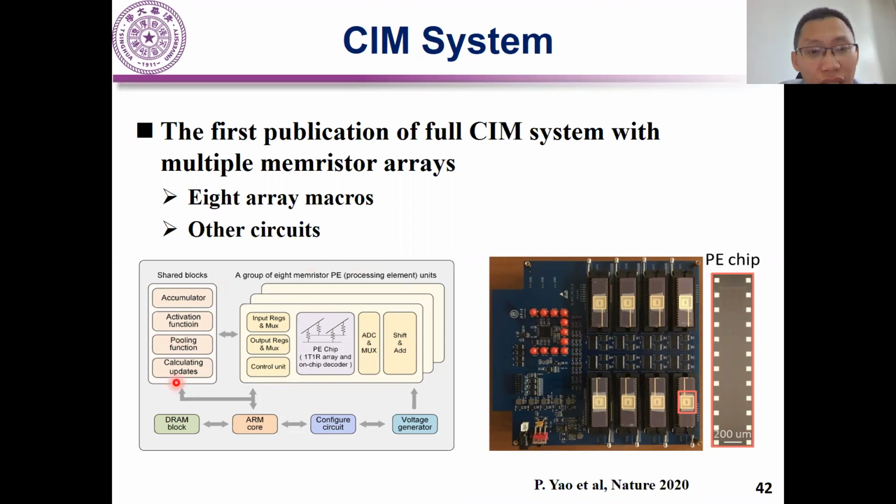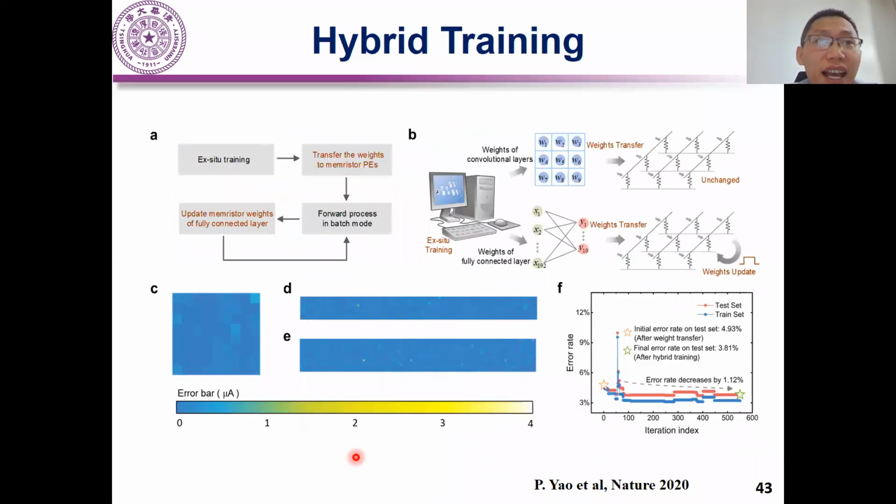Here we also show the whole architecture design for this CMOS system. We use this CMOS system to process a CNN task. And we developed a new hybrid training method to fight against the error accumulation issue, because the key challenge is how to recover the computing accuracy.